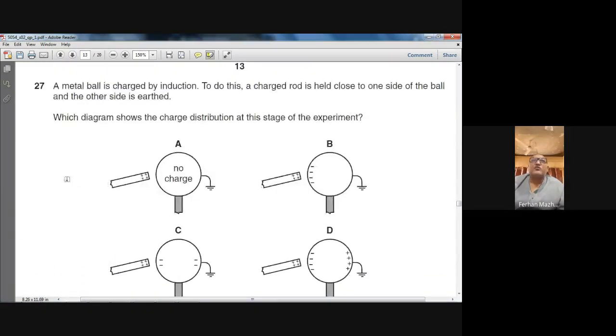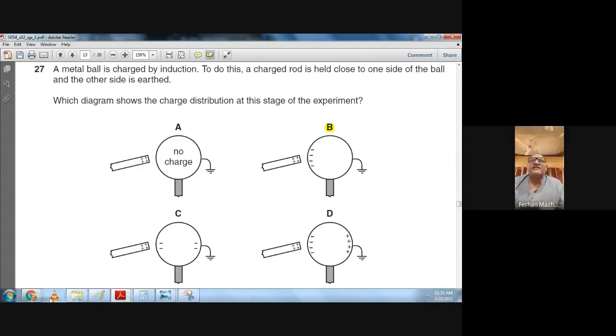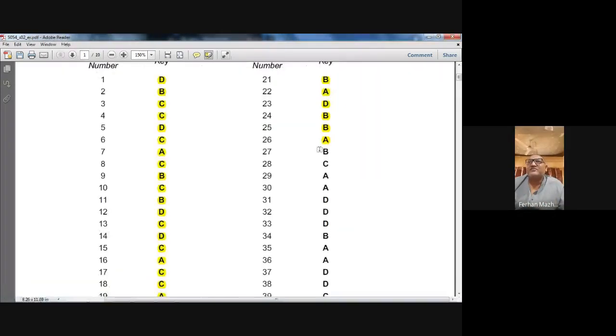Then we have the next question. A metal ball is charged by induction. To do this, a charged rod is held close to one side of the ball and the other side is earthed. Which diagram shows the charge distribution at this stage of the experiment? The positive, so this end should become negative, the other end will become positive, but because of the earth, it will become neutral. B is the right choice, ma'am. Yes, sir. Question number 27. Let's check the marking scheme. It says B is the right answer.